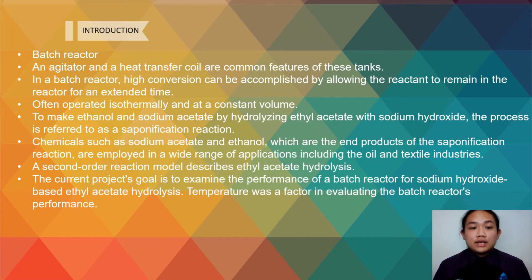Batch reactors are tanks that are widely utilized in the chemical industry from the lab to the plant floor. In a batch reactor, high conversion can be accomplished by allowing the reactant to remain in the reactor for an extended time. The batch reactor is often operated isothermally and at a constant volume to make ethanol and sodium acetate by hydrolyzing ethyl acetate with sodium hydroxide. The process is referred to as a saponification reaction.